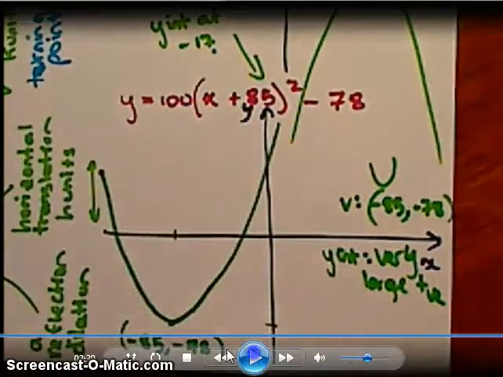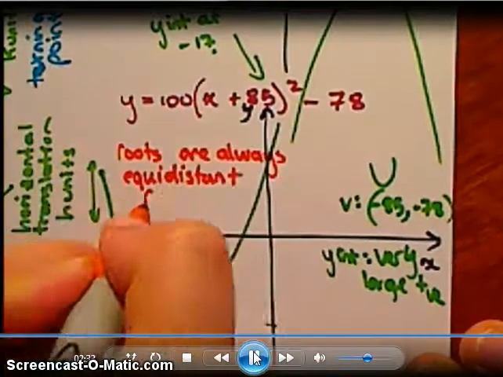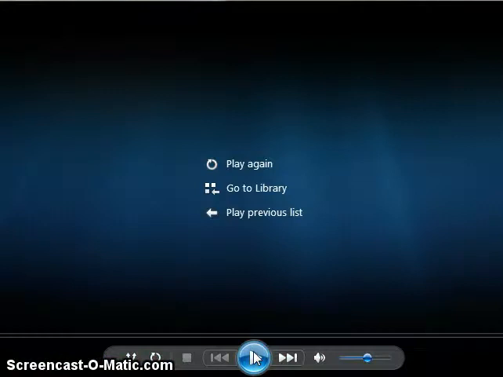Draw in the quadratic, make sure you've got a good shape, that it's not too pointy at the bottom. Another thing to note is that the roots of the equation are always equidistant from the vertex. So once you know that, the roots go on either side.